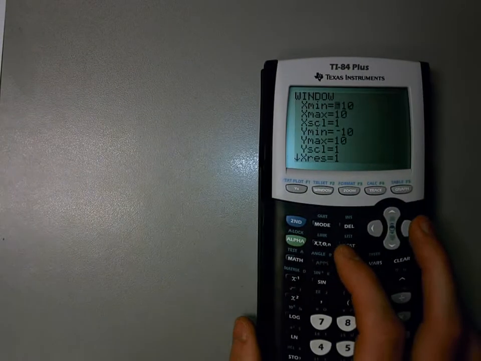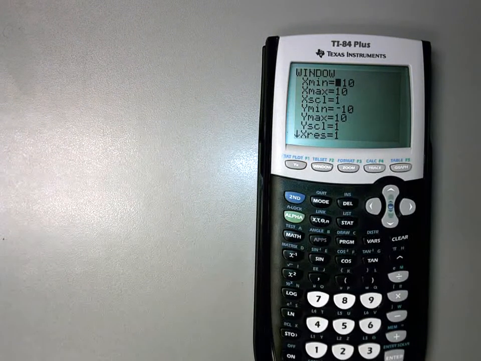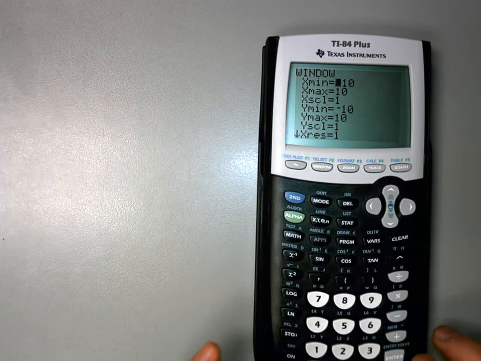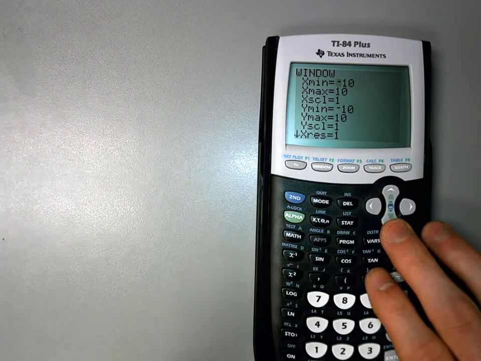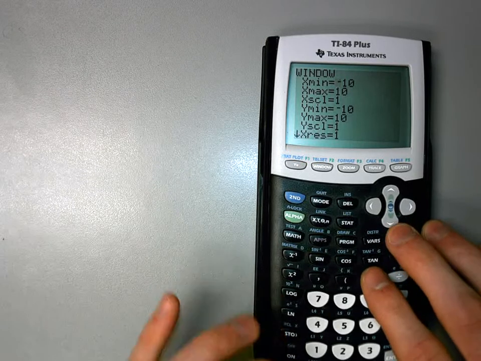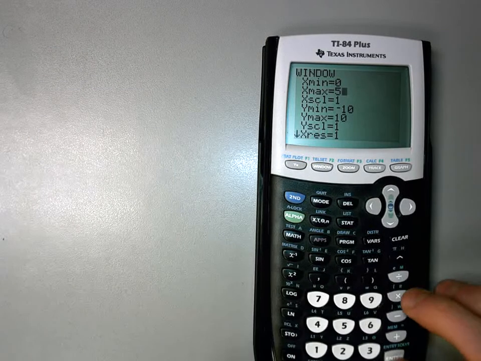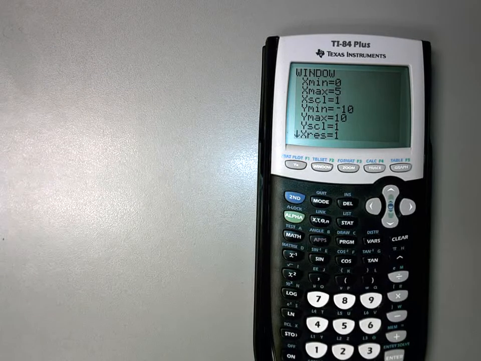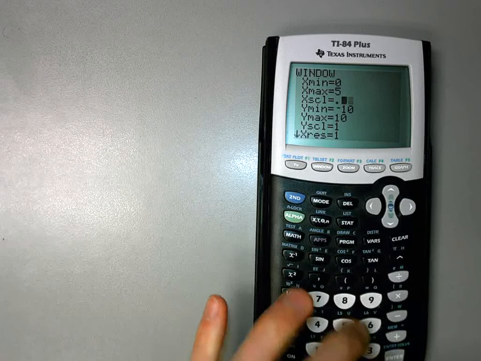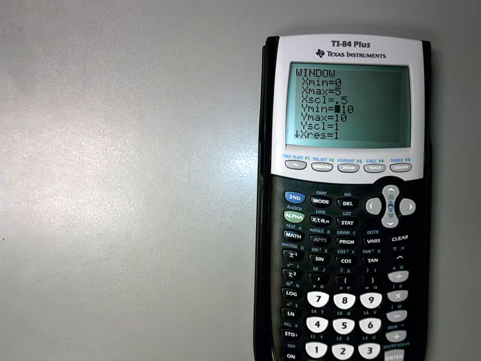So going back to our calculator, I know that my exponential is never going to be negative in terms of what I'm looking at. So let's set my x min as being 0. I think my x max has to fall between 0 and 2.904. So let's make it 5. That's bigger than 2.904. And then if I go 1/10 of that, my x scale will be 0.5.